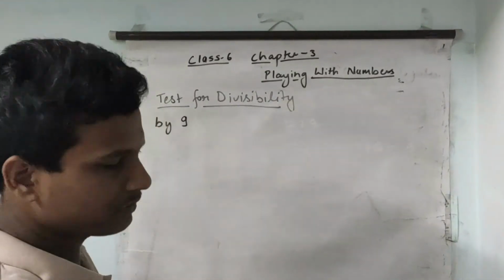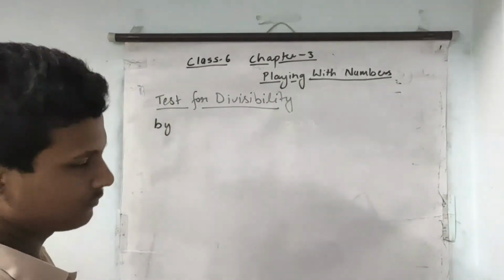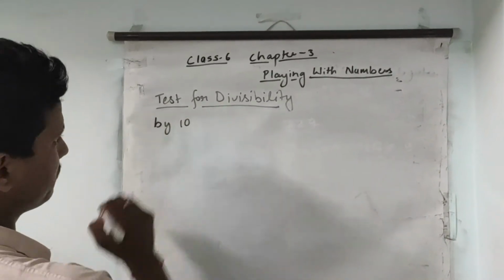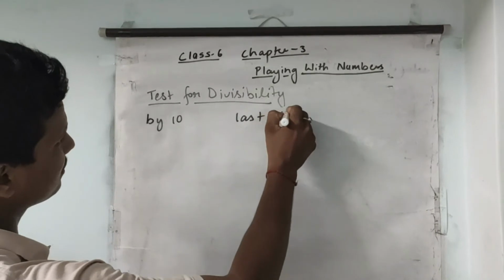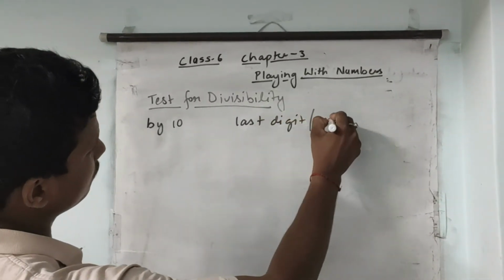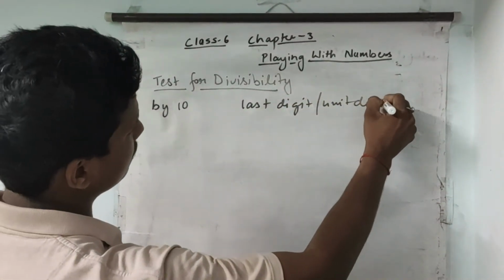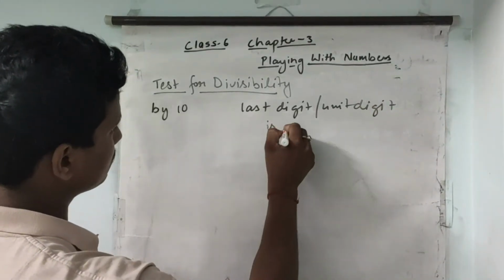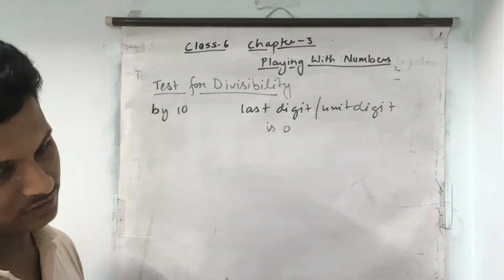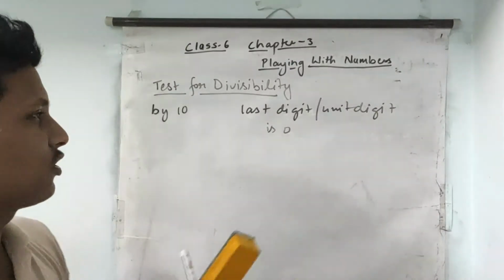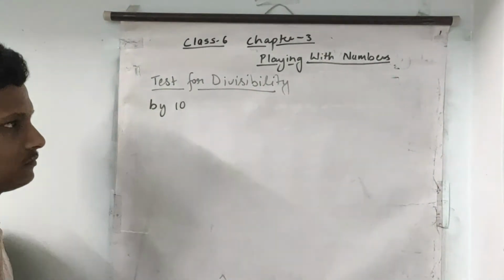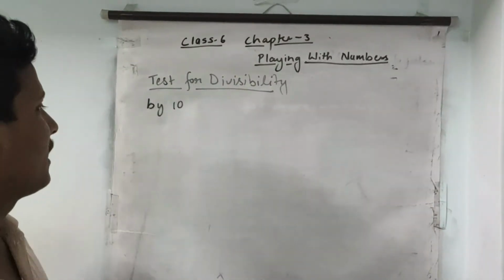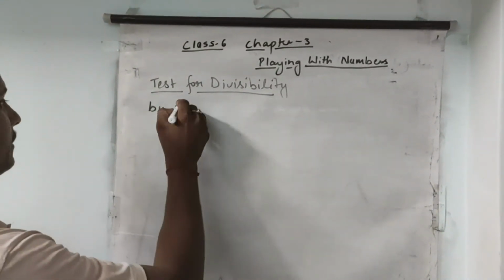Now the next part is divisibility by 10. Divisibility by 10: the last digit should be 0. If the last digit or unit digit is 0, then the whole number is also divisible by 10. That is the basic concept that we all know, that we learned in class 4th or 5th also. And the next part is divisibility by 11.